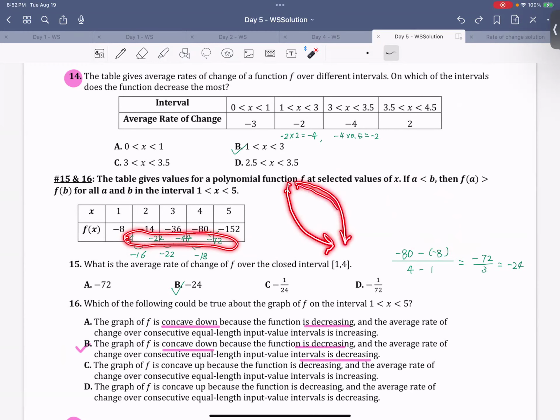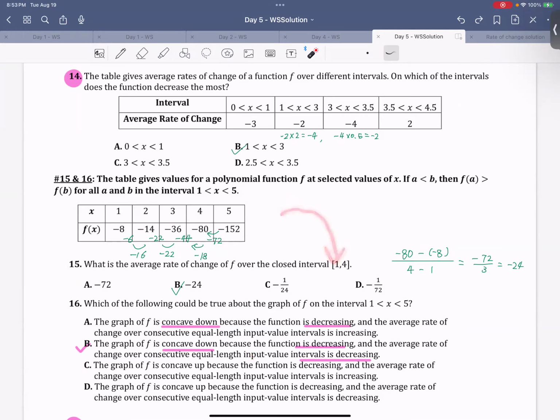I think it's decreasing this way. Why? Because look, your slope is decreasing. You have a mild slope at the beginning. It's negative. -6, and then you go to -22, then -44, then -72. So you must be like this. At the end, you're almost like a vertical. So your rate of change is decreasing. So it's a concave down. This is a concave down, okay?